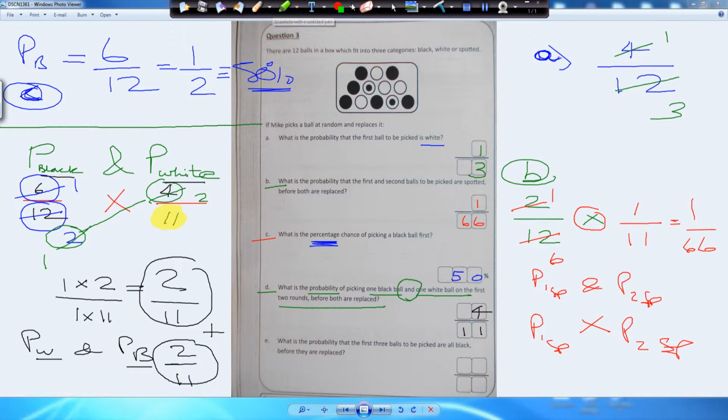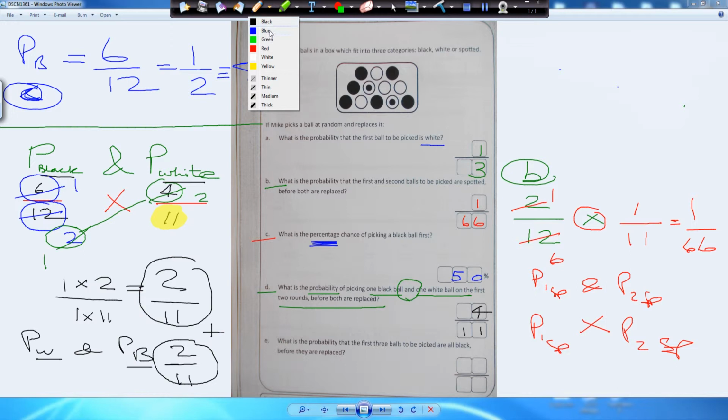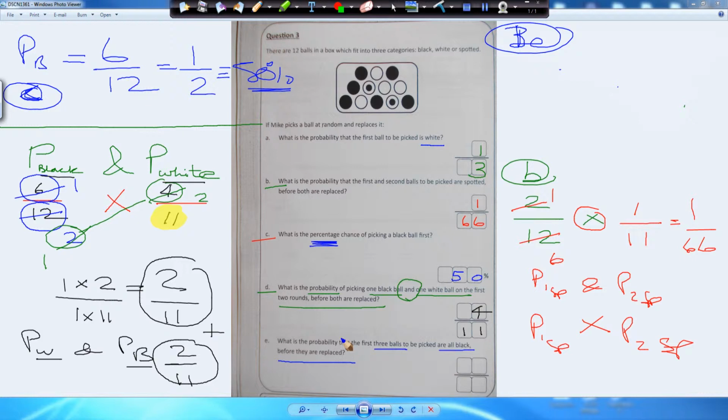Okay, here we go. Let's do this all out. So we're doing question 3E. What is the probability that the first 3 balls to be picked are all black before they are replaced?